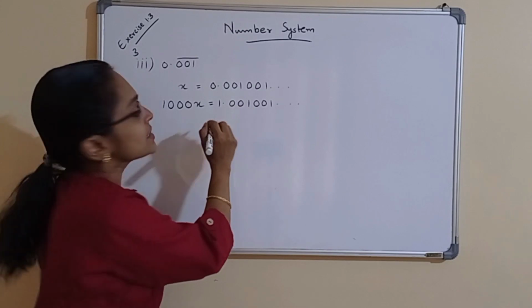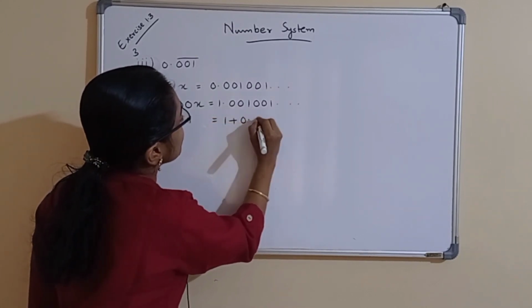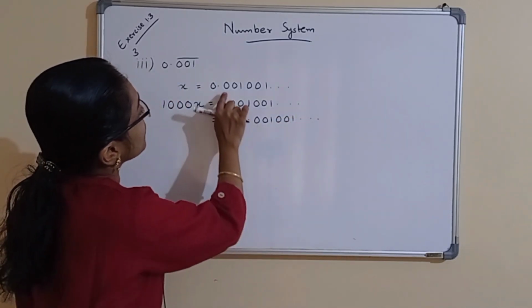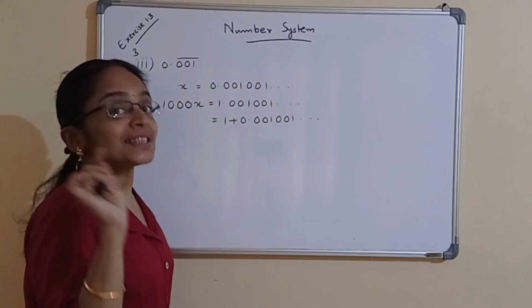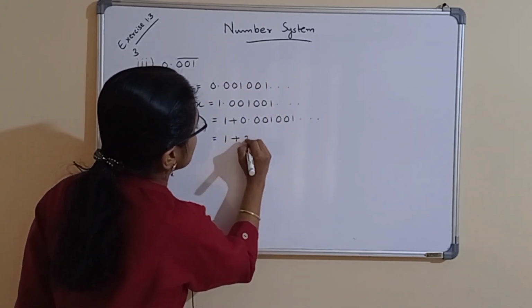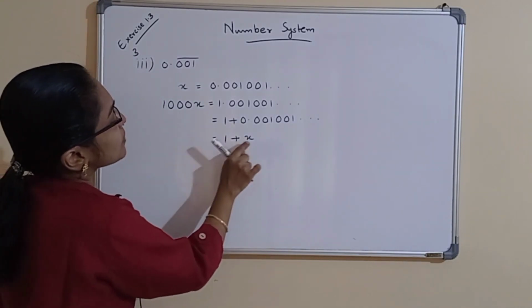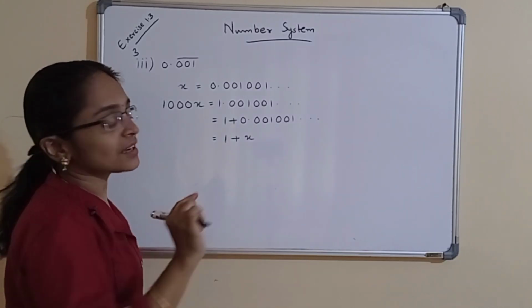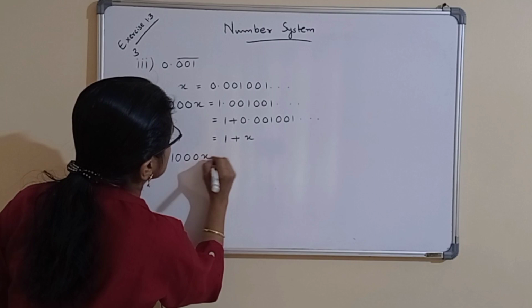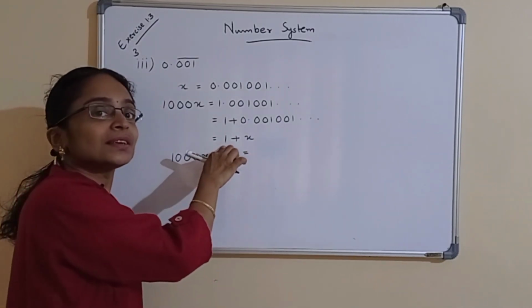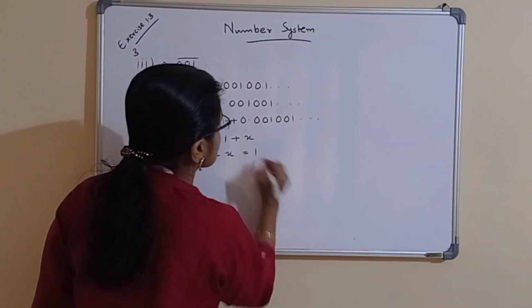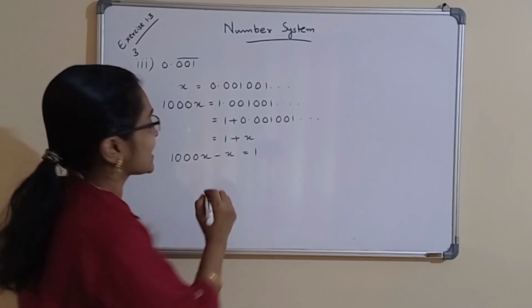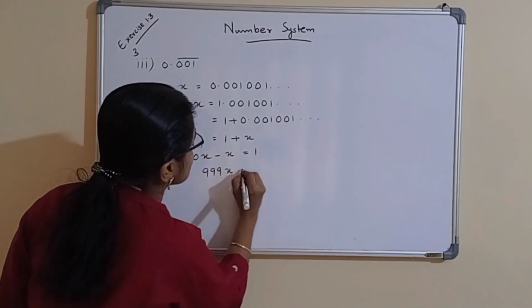1.001001 etc. Now this is equal to 1 plus 0.001001 etc. Right? And what is 0.001001 etc.? It is x. So we can write it as 1 plus x. Now bring this x to the left hand side. If we bring positive x to the left hand side, it will become negative x. So we will get 1000x minus x is equal to, what will remain here? We will have 1 here. So 1000x minus x is 999x. So 999x is equal to 1.